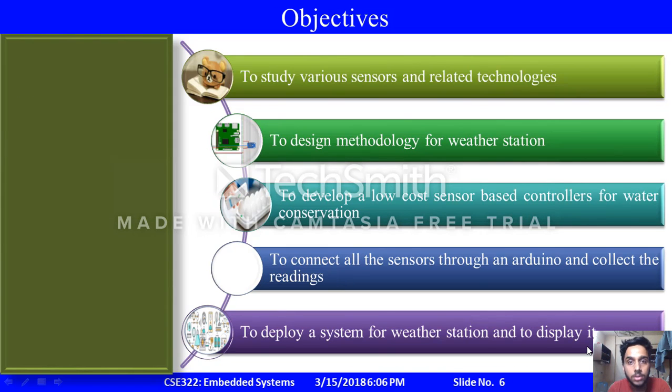Now I'm going to tell you all the objectives of our model: to study various sensors and related technologies, to design a methodology for the weather station, to develop a low-cost sensor-based control for water conservation, to connect all the sensors through an Arduino and collect the readings, to deploy a system for the weather station and to display it.